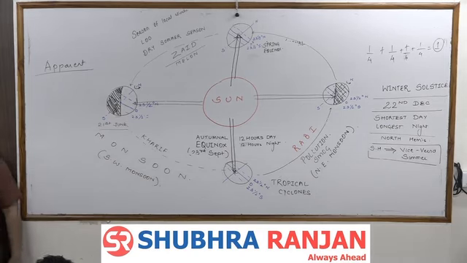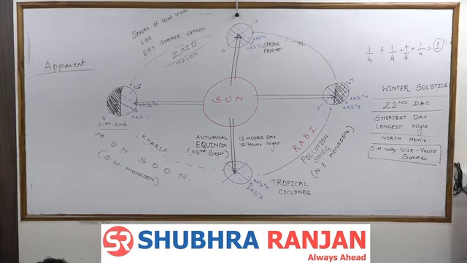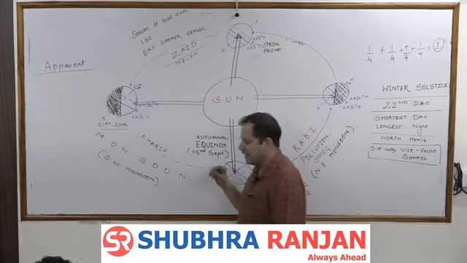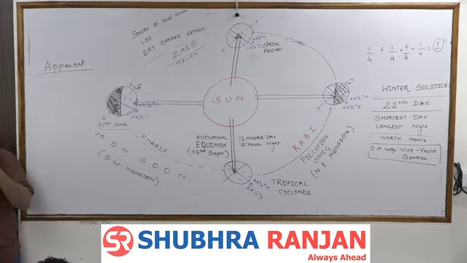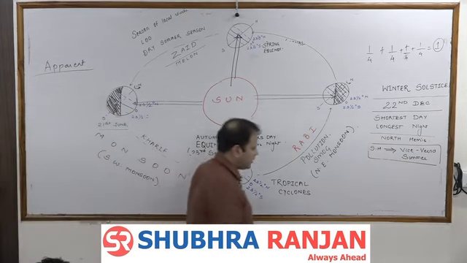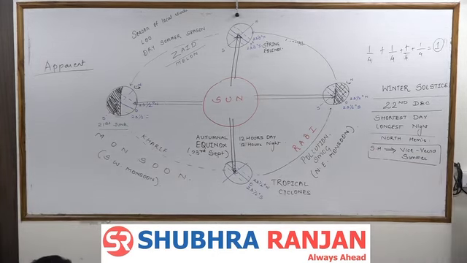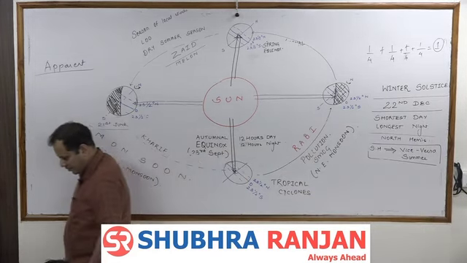each and every place on the surface of the earth experiences equal day and equal night, causing equinox.